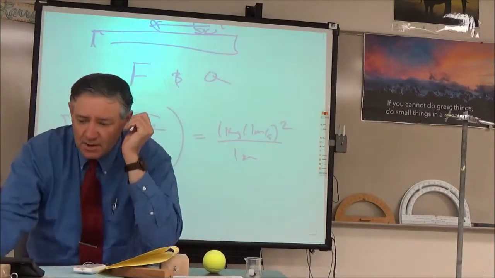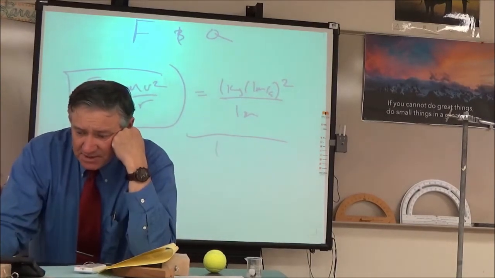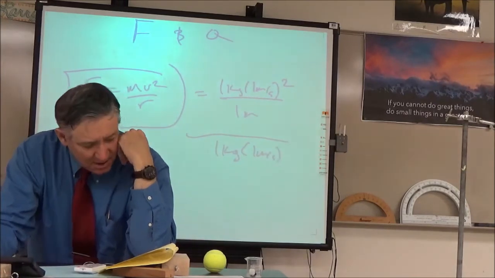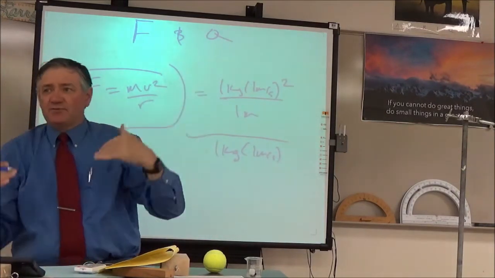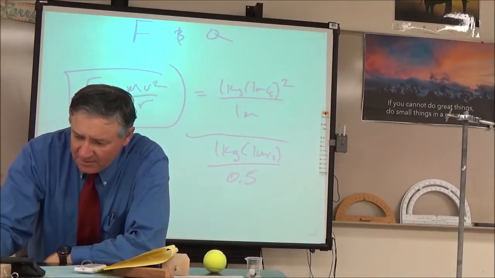Cool. Then you can say, all right, then I'm going to change it. I'm going to keep the same kilogram. I'm going to keep the same velocity, but then I'm going to have the radius. Oh, so then I'm going to divide by 0.5 meters.